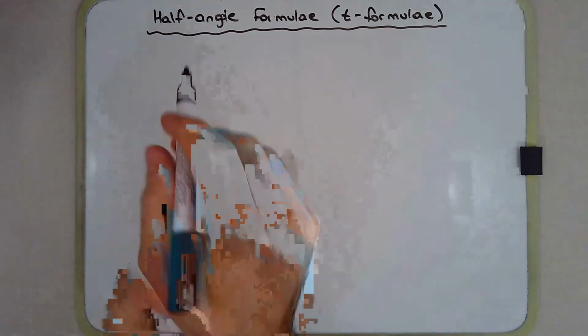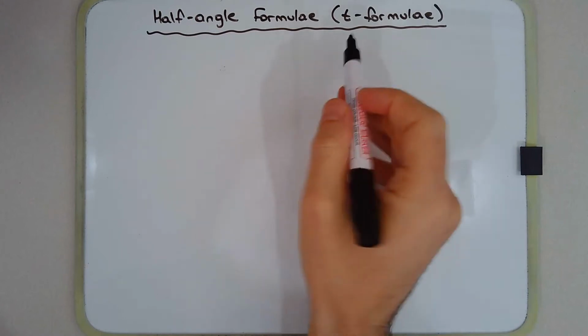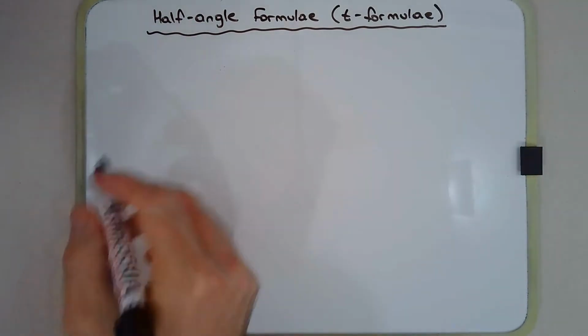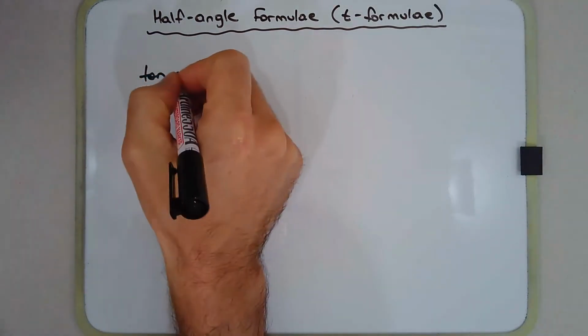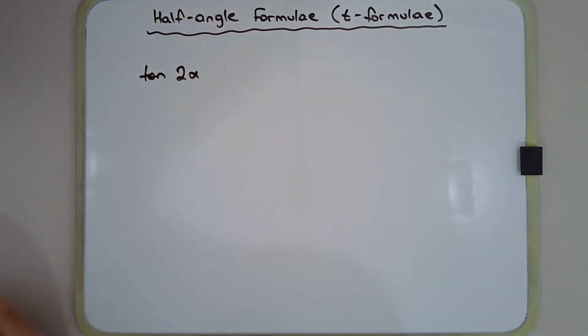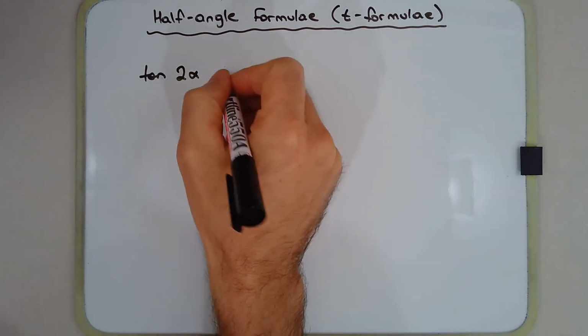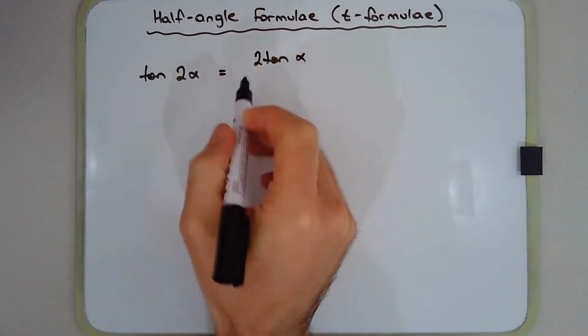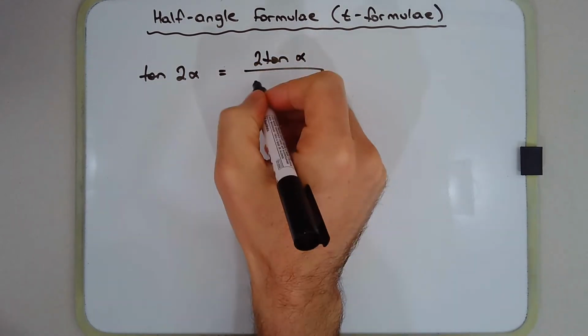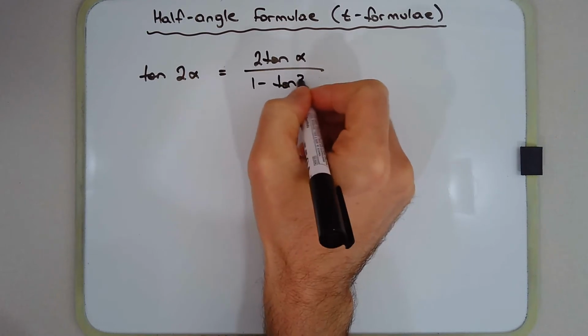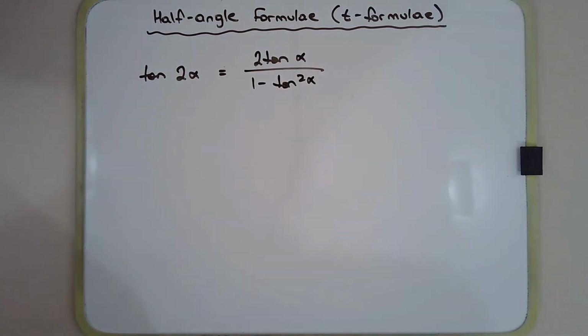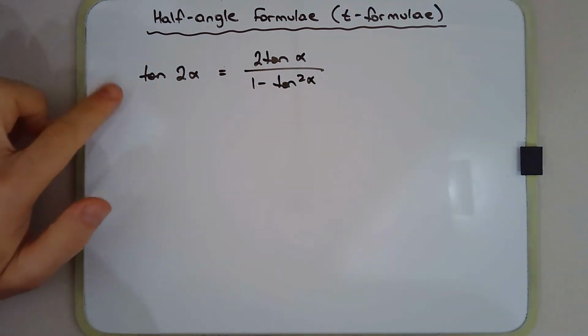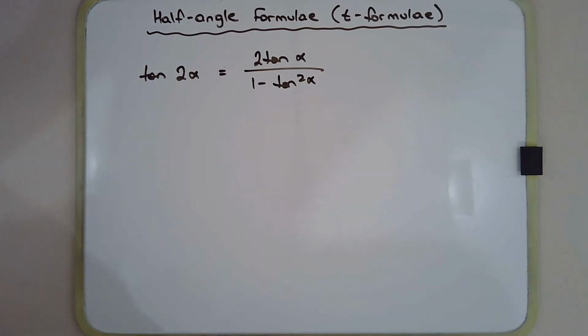In this video, we're going to derive the half angle formulae, also known as the t-formulae. Now, in a previous video, we looked at the double angle formula for tan of 2 alpha. And we could express that in terms of tan of alpha as 2 tan alpha over 1 minus tan squared alpha. So this is the double angle formula for tan.